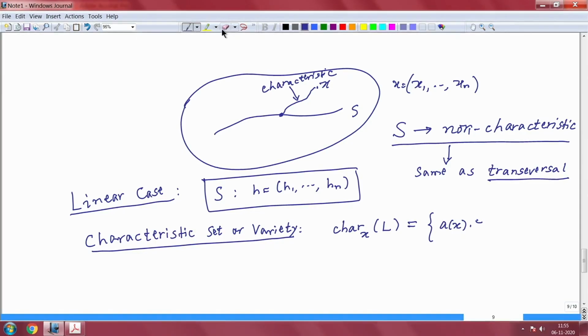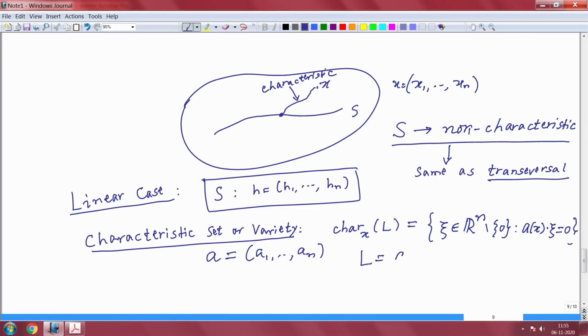Okay, let me write the set of all j in Rn, and you omit 0 because 0 is always in the set, such that A dot j is equal to 0. So, remember A comes from the PDE, those coefficients A1, A2, An, and if you take the union of this, char x L, so L is the operator A dot del, first order linear operator.